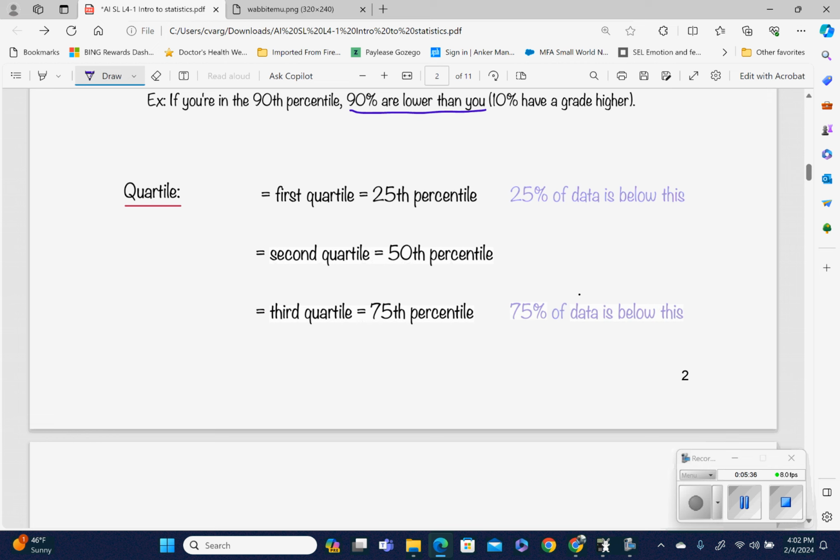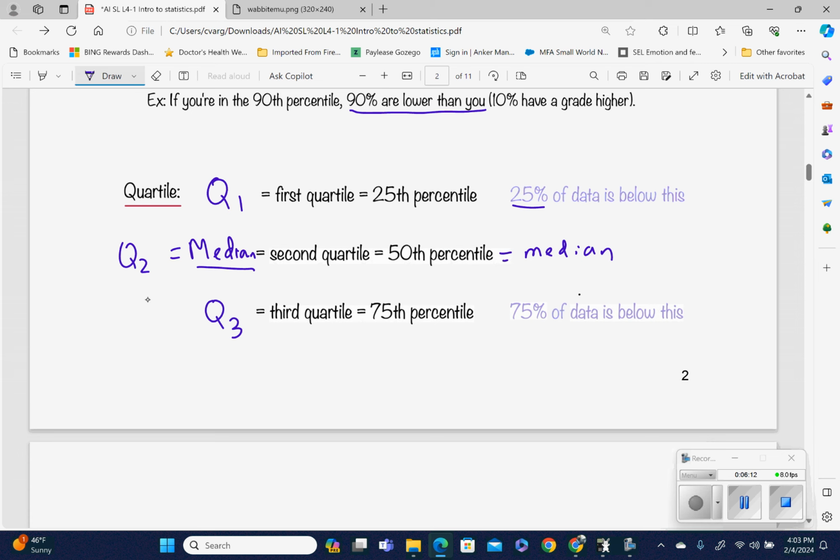Quartiles kind of sound like quarter a little bit, right? So there's the first quartile, which is the 25th percentile, the second quartile, which is the 50th, and the third quartile, which is the 75th. So 25% of data is below this. The second quartile is the same thing as the median, just to refresh your memory. You can call this Q1, this is Q3, and this is the median, the second quartile. It's very rarely called Q2, but it's mostly called the median.